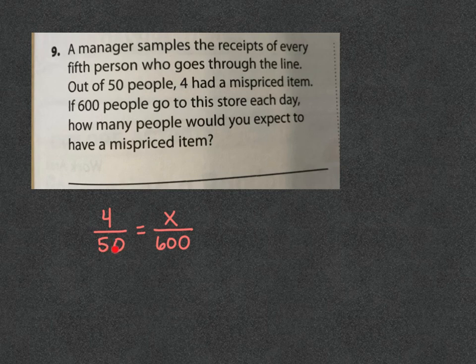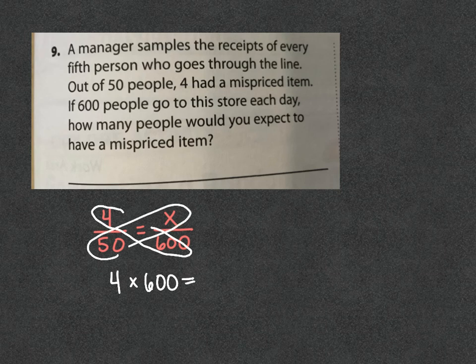We can ask ourselves, 50 times what number would give me 600? If you notice right away, then multiply the numerator times that as well to find out what that will be. If you don't notice right away, no worries, multiply your crosses. 4 times 600 equals 50 times x. Now it is a one-step equation. Well, let me take care of this first. 4 times 600 is 2,400. This is now a one-step equation.